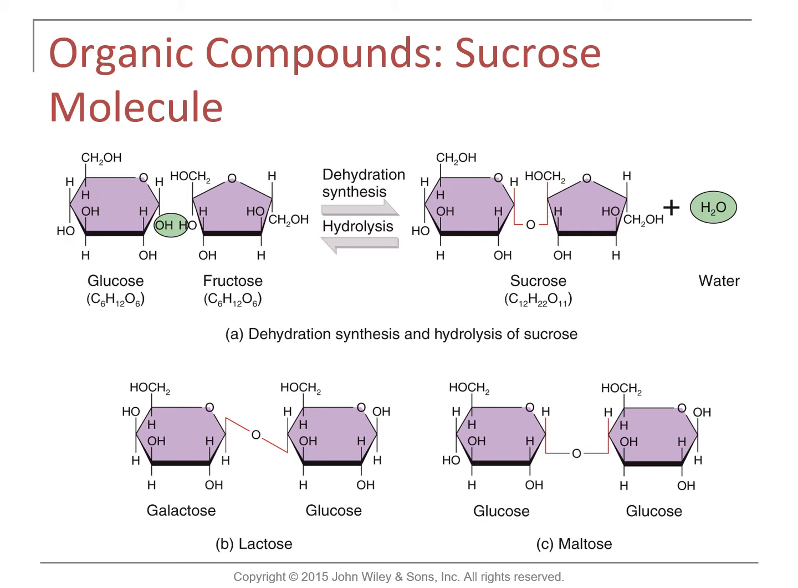Monosaccharides are linked together in dehydration synthesis reactions by removing a water molecule across the bond to create covalent bonds that form disaccharides. So again, sucrose is a disaccharide of glucose and fructose, while lactose is a disaccharide of galactose and glucose, and maltose is a disaccharide of 2 glucose units.